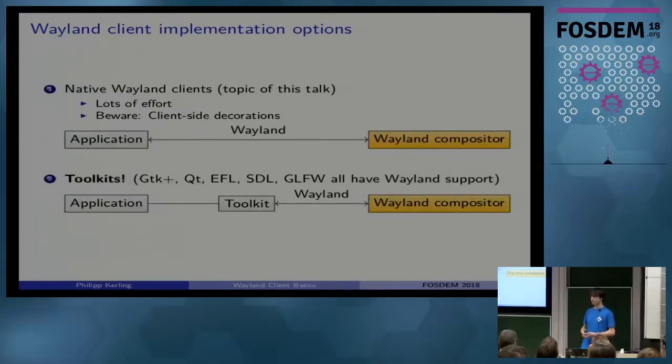So my recommendation would be that in all cases where it's at all possible, you should be using toolkits, which is the second option. GTK, Qt, EFL, SDL, and GLFW all have quite good Wayland support, and you just have to put in a lot less effort. The toolkits do all the heavy lifting for you, and you also get the benefit that your application will run on a lot of other platforms, and it will also run on X, because if you're doing a native Wayland application with no kind of fallback, then your application will just not be running on X11.